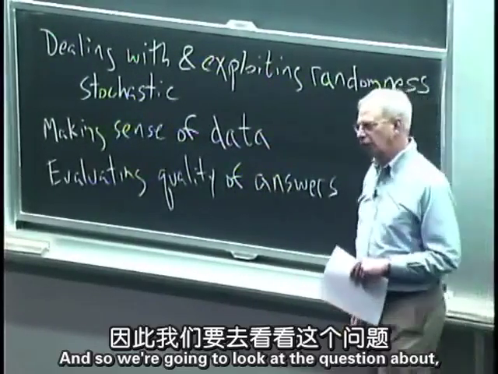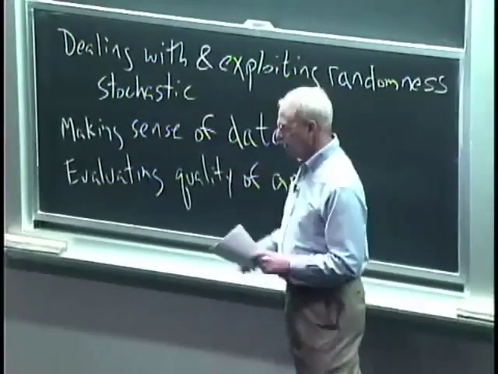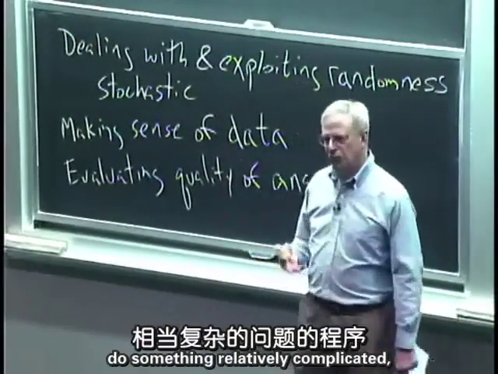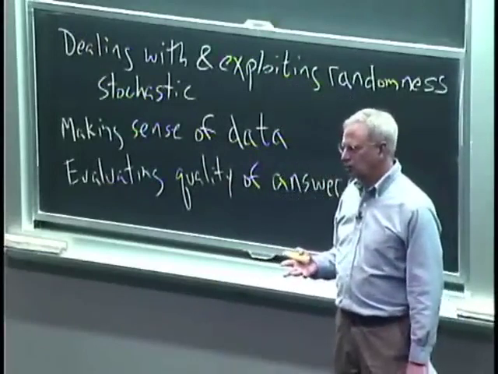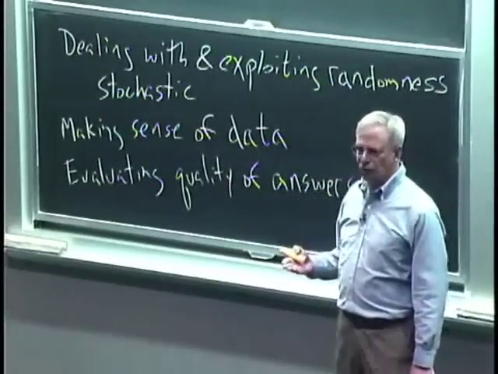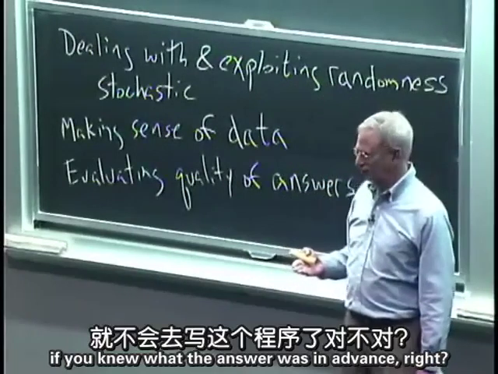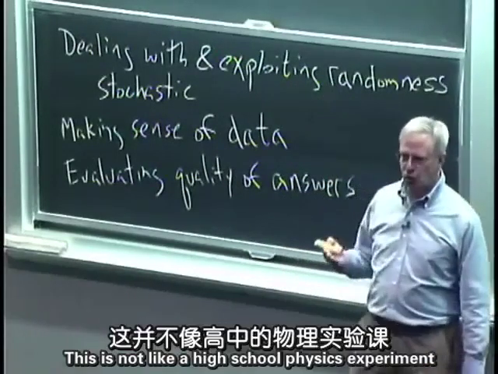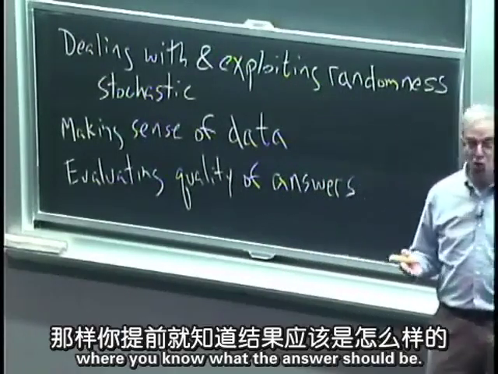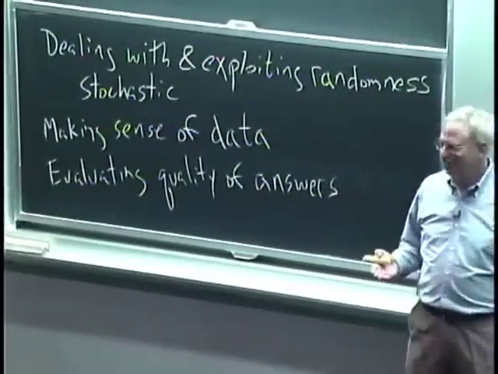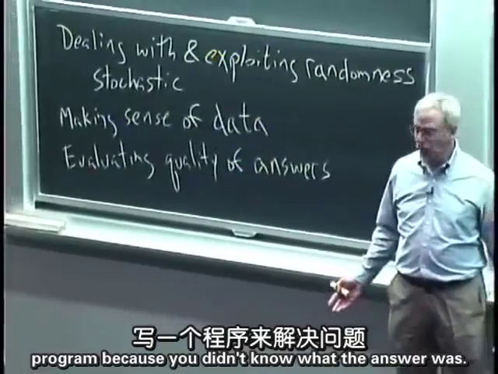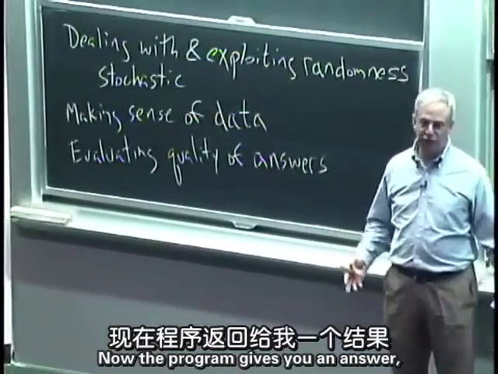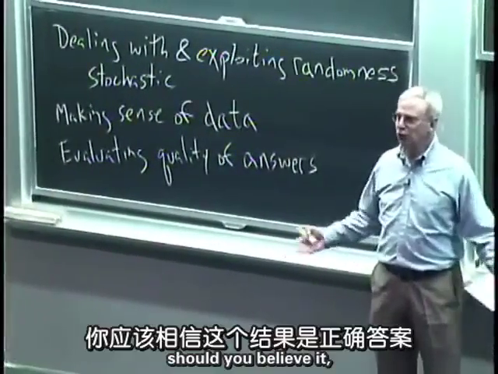And so we're going to look at the question: you've written a program to do something relatively complicated. You get an answer out. You wouldn't have written the program if you knew what the answer was in advance. Right? This is not like a high school physics experiment where you know what the answer should be. Here, you went to the trouble of writing the program because you didn't know what the answer was. Now the program gives you an answer. Should you believe it or shouldn't you believe it?